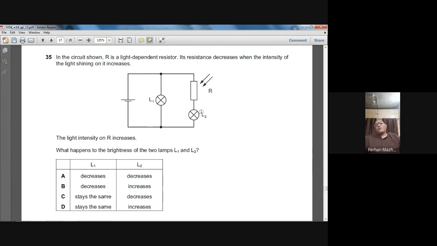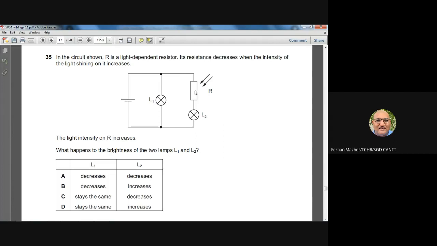So the voltage drop here will increase because now its resistance has decreased. It will take less voltage, so the lamp 2 will take more voltage. It will have to take more voltage because the resistance of R has decreased when the light is shining on it. When the LDR resistance decreases, it will take less voltage, so L2 will have to take more voltage.